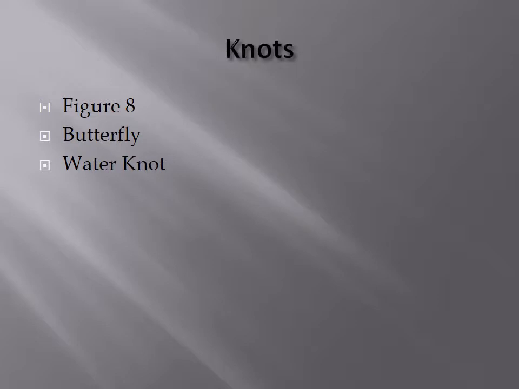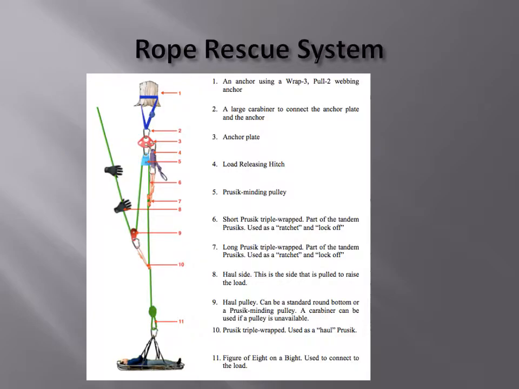Some basic knots you need to know, and this will be covered in the face-to-face portion of the course, is the figure eight, the butterfly knot, and the water knot. And as I said before, the rope system is mechanical advantage. So here's kind of the basis of how rope rescues are set up.